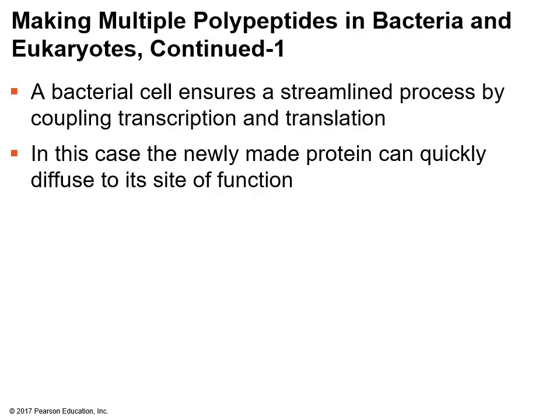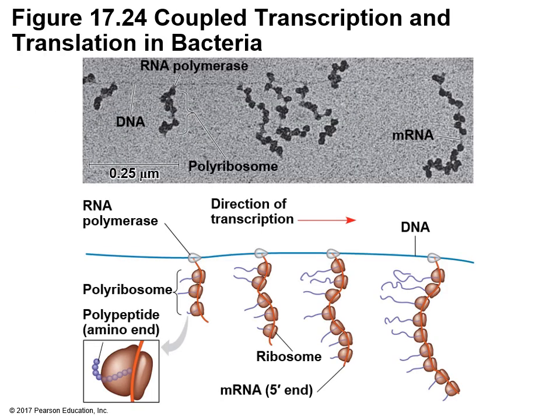A bacterial cell ensures a streamlined process by coupling transcription and translation. In this case, the newly made protein can quickly diffuse to its site of function. So earlier we mentioned that because bacteria do not have a nucleus, transcription and translation are not going to be separated. They both happen in the cytoplasm. Therefore, we can see here that transcription, which is DNA to RNA, and translation, which is RNA to a polypeptide, is happening simultaneously here.